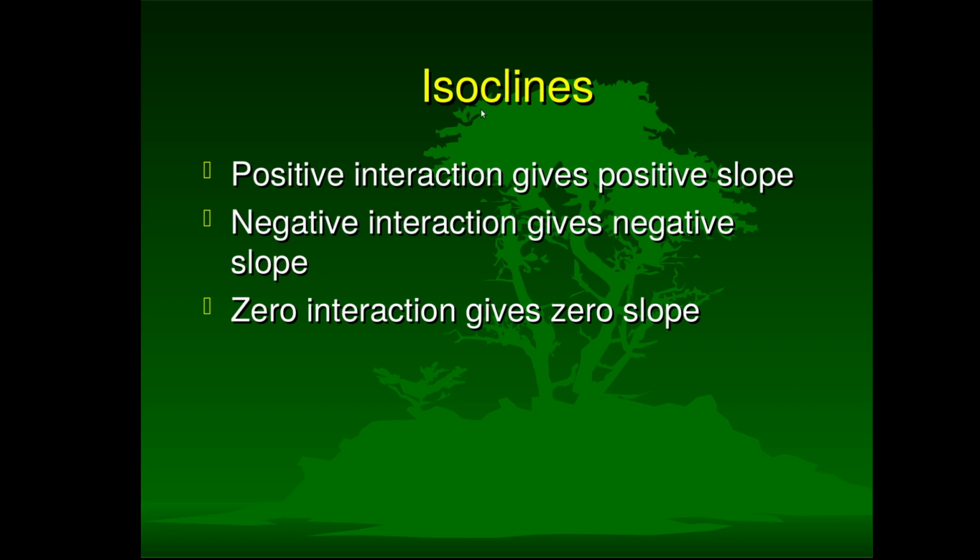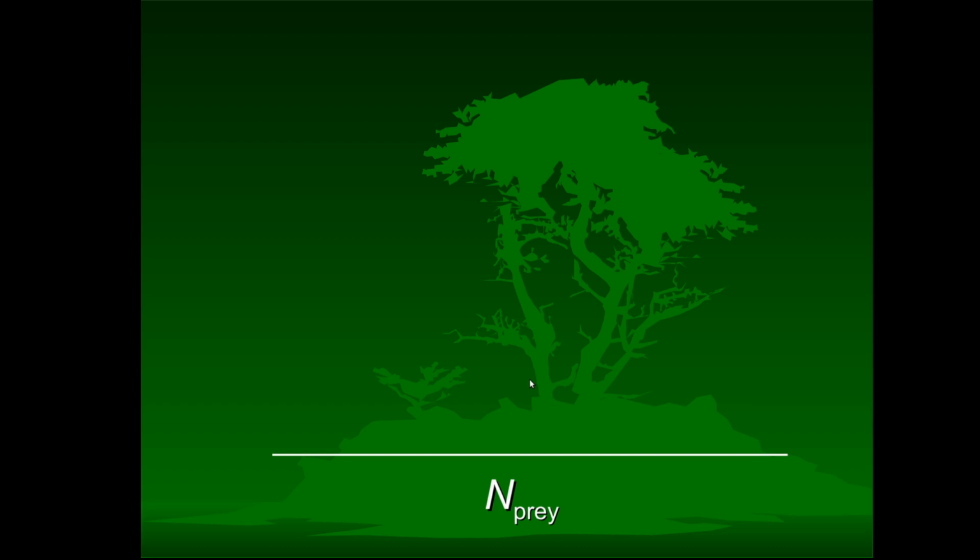So, as far as the isoclines are concerned, a positive interaction gives a positive slope. Negative interaction gives a negative slope. Zero interaction gives zero slope. So obviously the positive slope is going to be the predator's isocline. The negative slope is going to be the prey's isocline. So let's draw the isoclines.